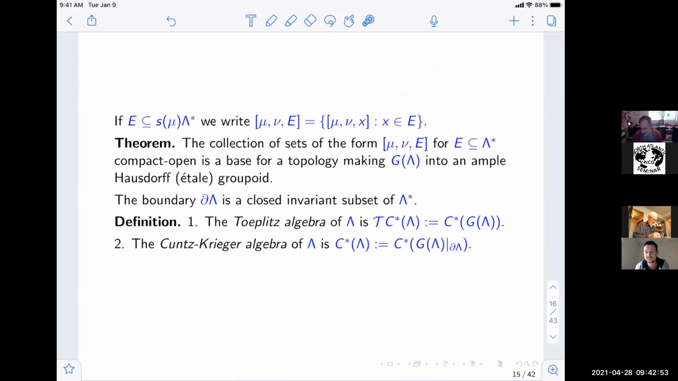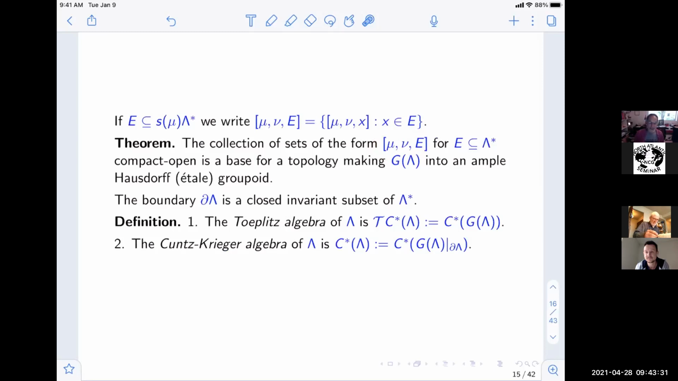And we extend this bracket notation to allow a set in the third coordinate, so we can look at subsets of the groupoid. And then the theorem you can prove is that if you let E be one of your basic sets in the topology on lambda star, then sets of this form give you a base for a topology, making this G of lambda into a groupoid. In fact, it's a tall groupoid, Hausdorff, and ample because the unit space is totally disconnected.